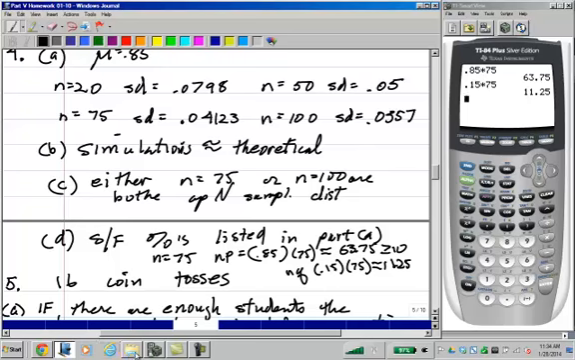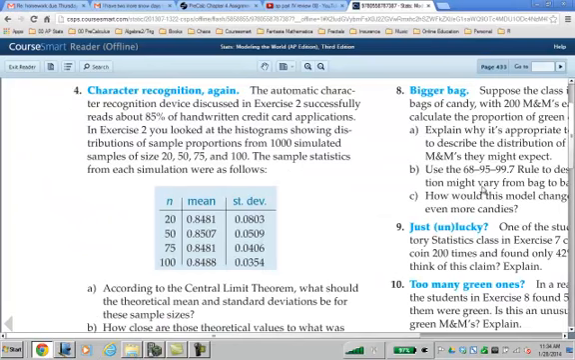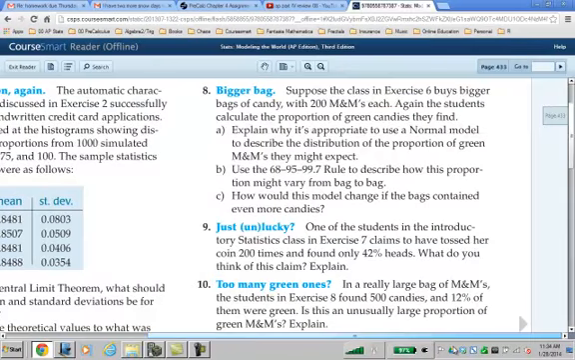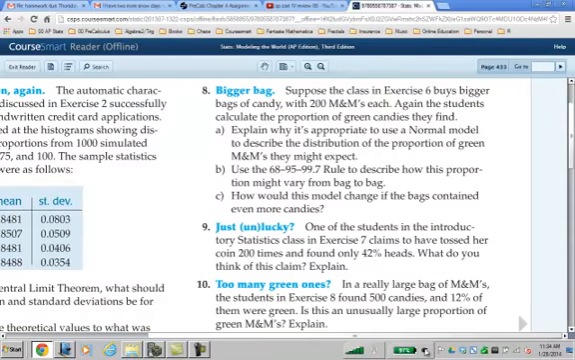Now, let's look at number 8. Okay, class, the M&Ms. You've probably seen the problem already. They get bigger bags with 200 M&Ms each. Calculate the proportion of green candies they find. If you recall, the probability of a green candy was 0.1. Why is it appropriate to use a normal model? Because 0.1 times 200 is 20, and 20 is greater than or equal to 10. 0.9 times 200 is 180, which is greater than or equal to 10.